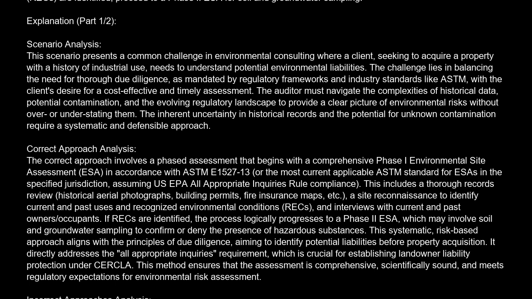This systematic, risk-based approach aligns with the principles of due diligence, aiming to identify potential liabilities before property acquisition. It directly addresses the All Appropriate Inquiries requirement, which is crucial for establishing landowner liability protection under CERCLA. This method ensures that the assessment is comprehensive, scientifically sound, and meets regulatory expectations for environmental risk assessment.